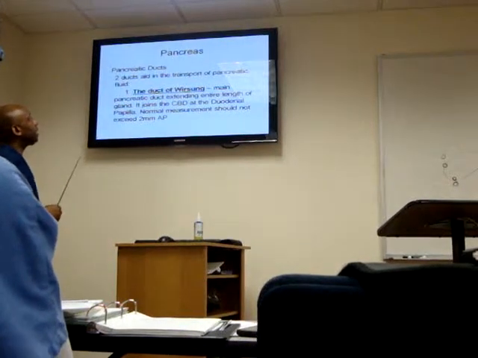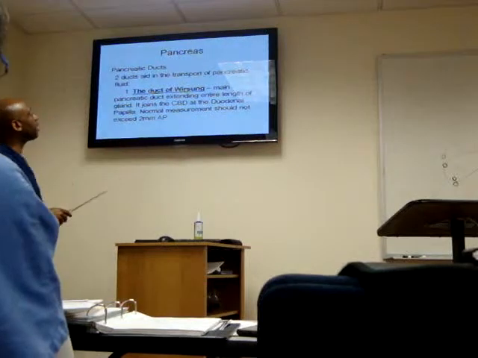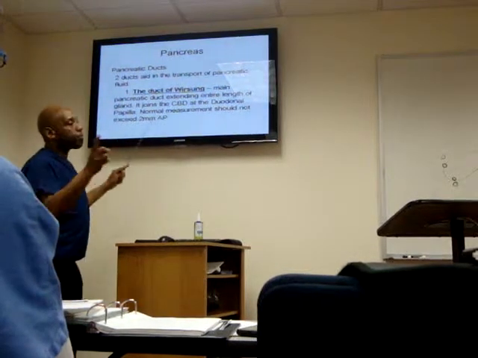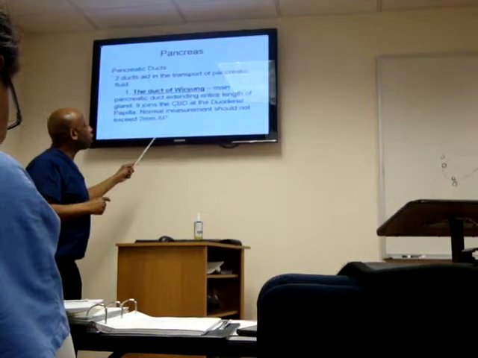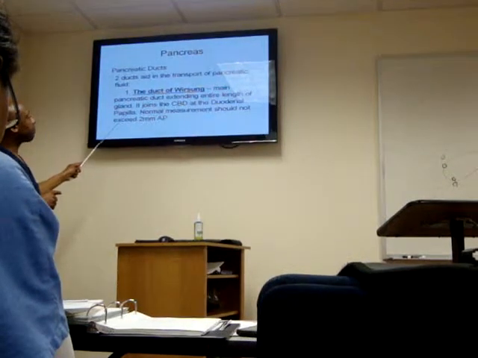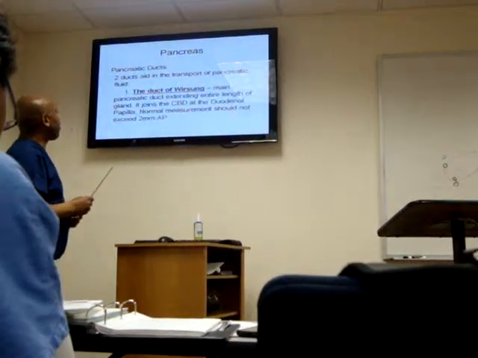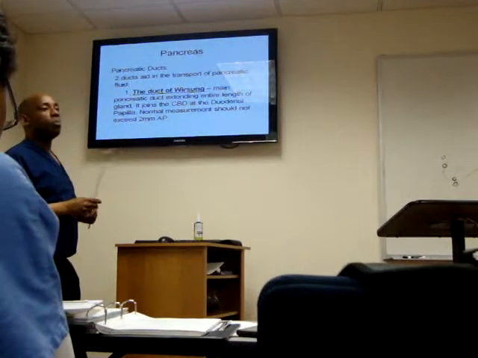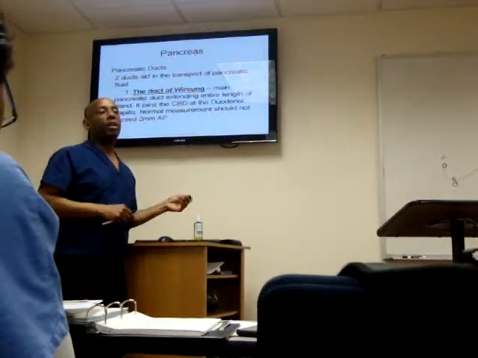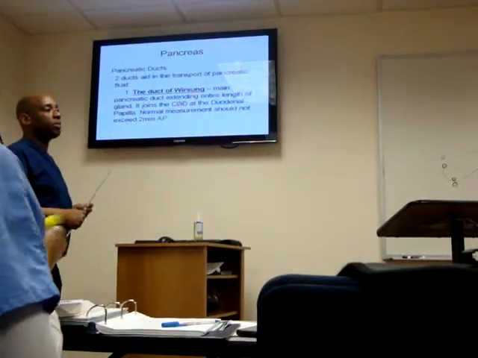There are two pancreatic ducts. The main pancreatic duct is called the duct of Wirsung. It extends from tail to head. It joins the common bile duct and inserts into the duodenum. The pancreatic duct should not measure more than 2 millimeters. Underline that number. Pancreatic duct should not measure more than 2 millimeters.